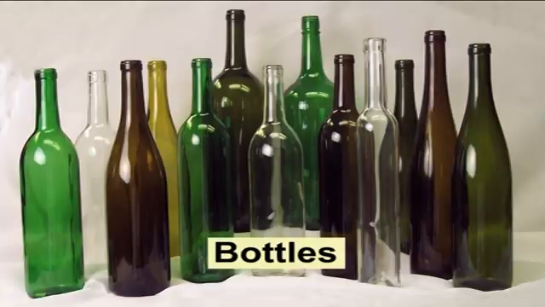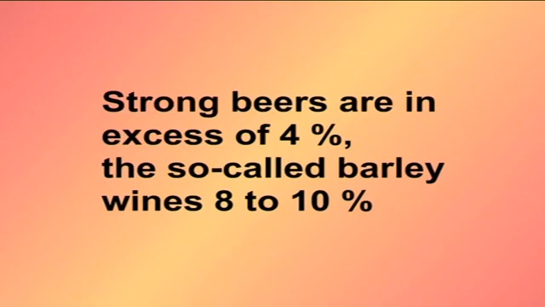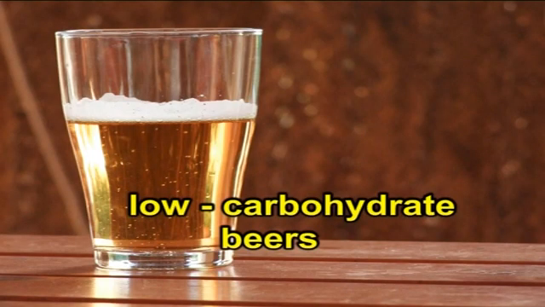Beer is sold in bottles and cans, and in pubs and bars is available on draught. The strength of beer may be measured by the percentage by volume of ethyl alcohol. Strong beers are in excess of 4%, the so-called barley wines 8 to 10%. Diet beers or light beers are fully fermented, low carbohydrate beers in which enzymes are used to convert normally unfermentable and high calorie carbohydrates to fermentable form.